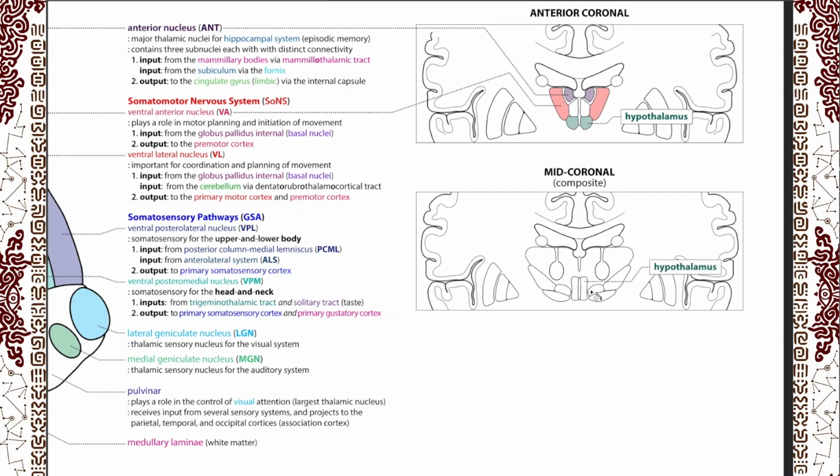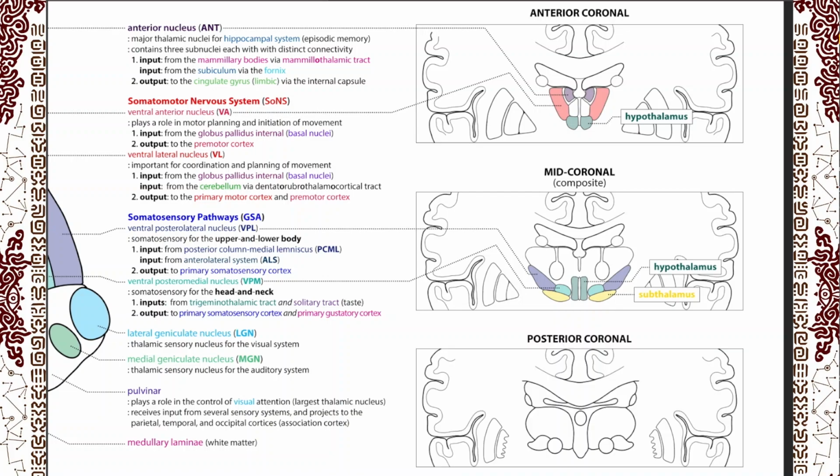Moving posteriorly, we can still see the hypothalamus, as well as the ventral posterolateral nucleus, which processes somatosensory information from the upper and lower body, and the ventral posteromedial nucleus, which processes somatosensory information from the head and neck. We can also see the fourth major area of the diencephalon, which is the subthalamus. The subthalamus is important for motor movement, and we'll discuss the subthalamus when we discuss the basal nuclei.